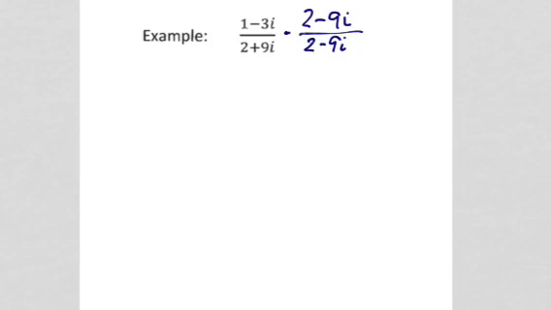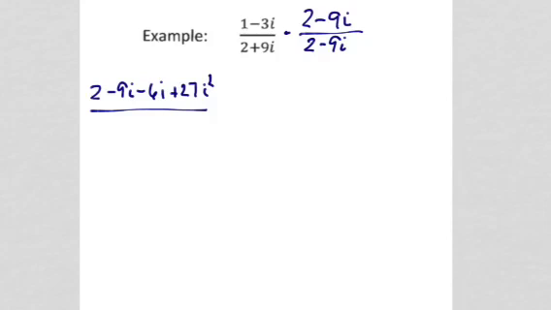In both cases we have some FOIL going on. I'm going to do FOIL for my numerator. My first times first would be the 1 times 2. My outsides would be the 1 times negative 9i. Insides would be negative 3i times 2. And then last, negative 3i times negative 9i, which would make 27i squared.